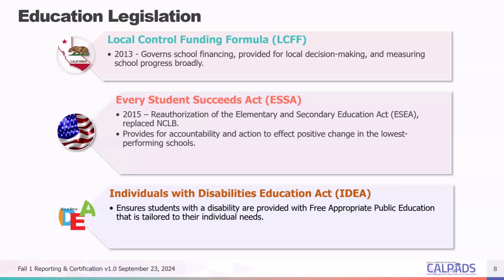That's his job. All right, so why do we submit data in general for CalPADS? It always comes down to legislation. And for Fall 1, some of the key legislation that we submit data for is the Local Control Funding Formula, the Every Student Succeeds Act, which is the reason why we submit data for all the submissions, and then the Individuals with Disabilities Education Act. These are three key legislations that require accountability of the data, or we use the data to determine accountability for our LEAs.